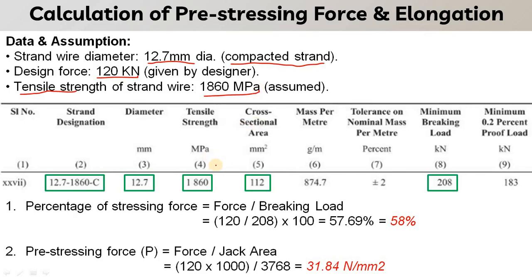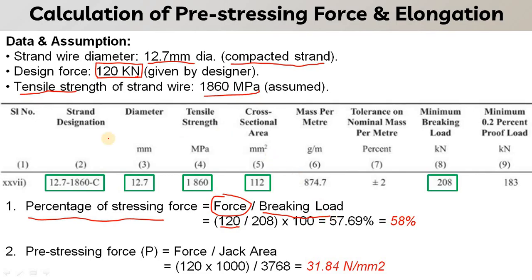Now let us come to step number 1, in which we will calculate the percentage of the pre-stressing force. The formula for the percentage of the pre-stressing force is force upon breaking load. So what is force? The force is 120 kilonewton, which is generally given by the designer. So our force will be 120 kilonewton, and here it is mentioned breaking load.